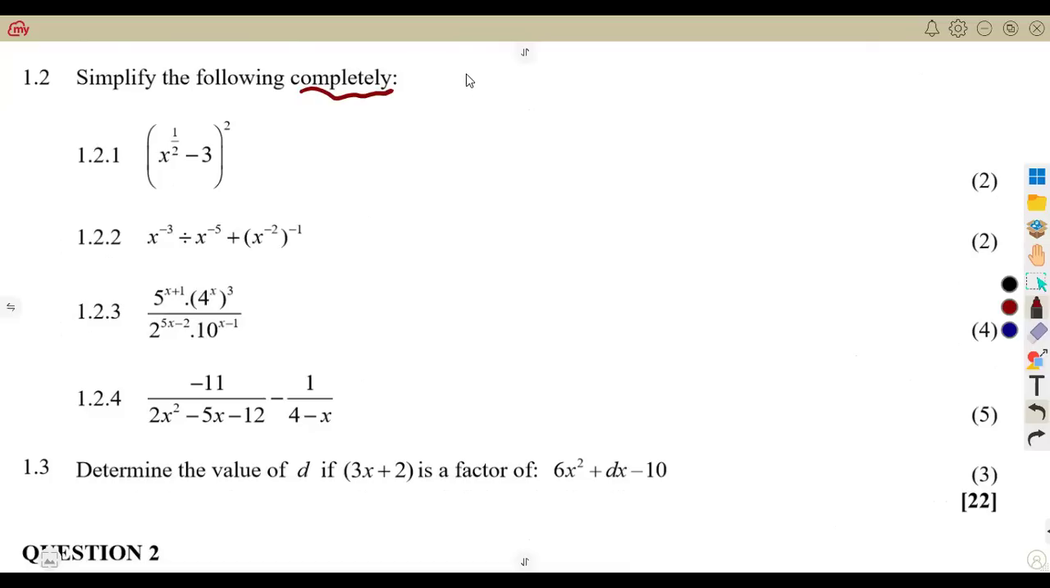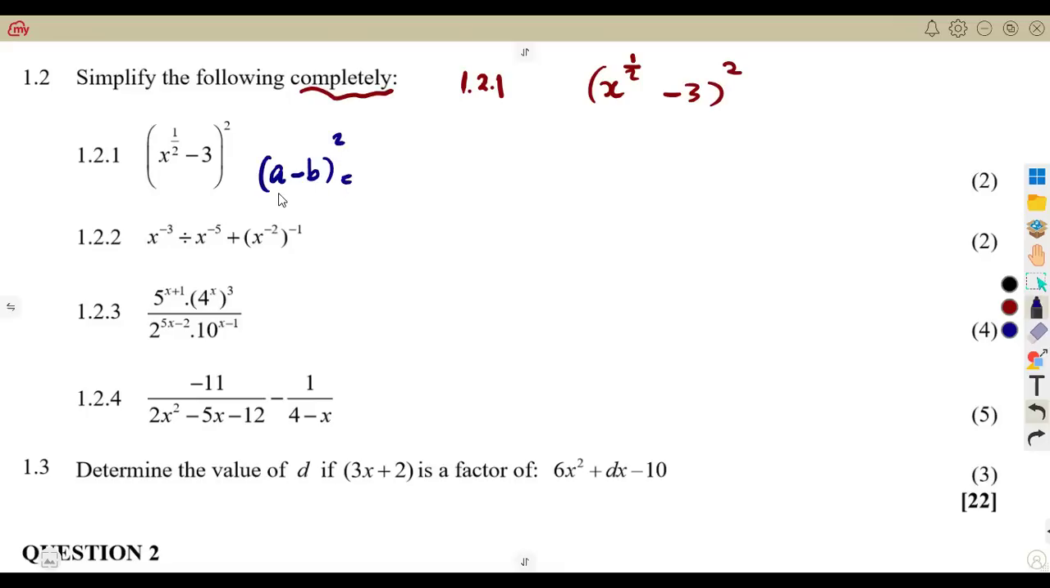First question, it is given (x^(1/2) - 3) raised to the exponent of 2. What does it mean? This is simply expanding of brackets raised to the power of 2. Remember from our basic expansion of brackets, I said if you're given, let's say, (a - b) raised to the power of 2.